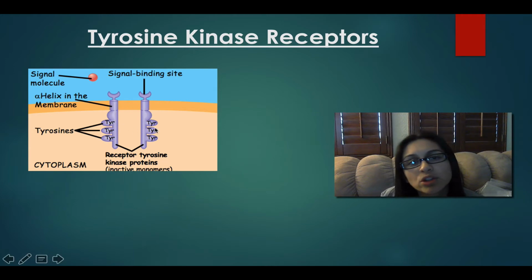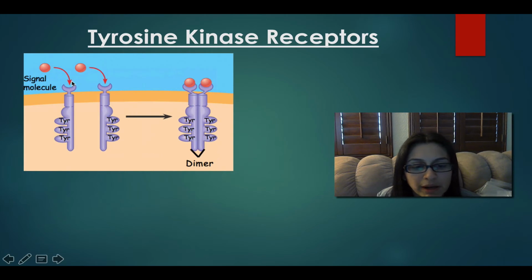They have very unique shapes, and a large portion of the protein is found on the inside of the cell. You have the binding spot on the outside here. So what happens is a ligand or signal molecule binds to two different receptors. That causes those receptors to move together and form a dimer. Once the dimer has been formed, it's activated, but it's not fully activated to this point.